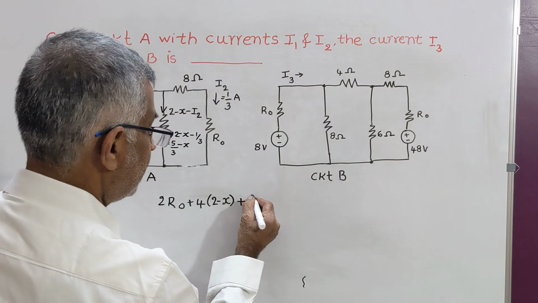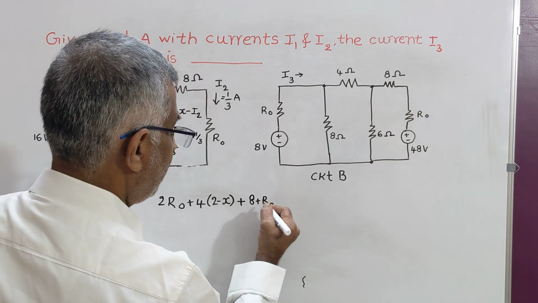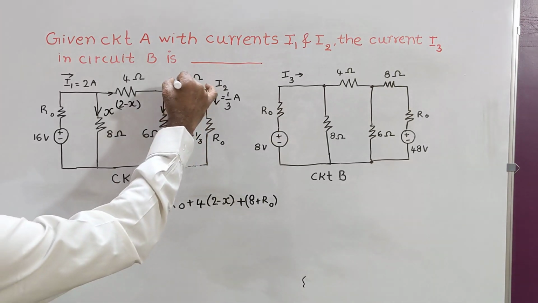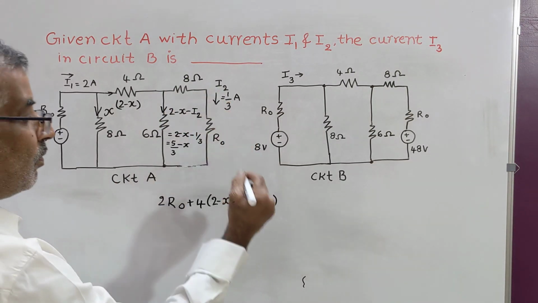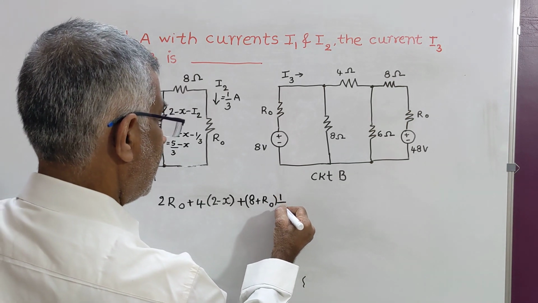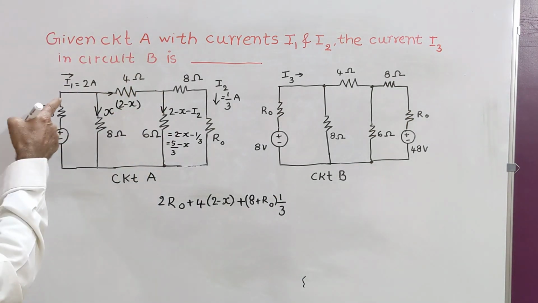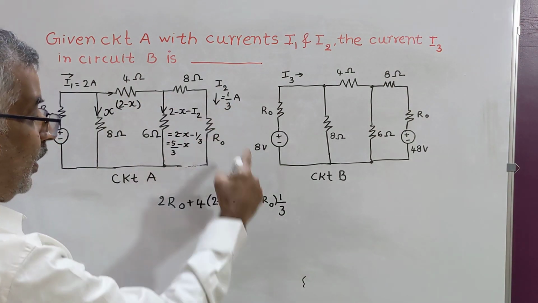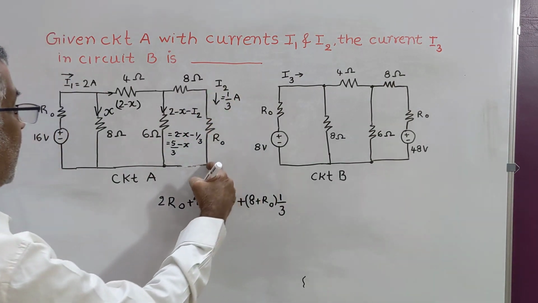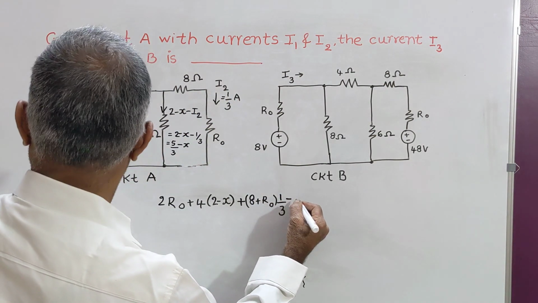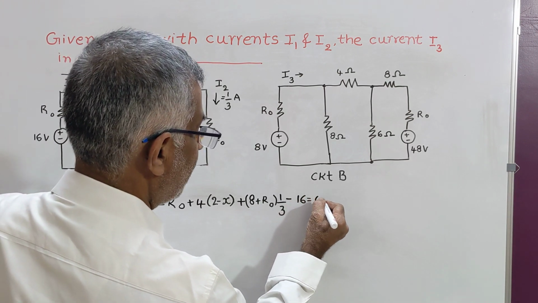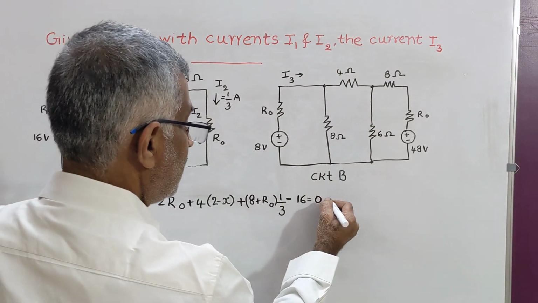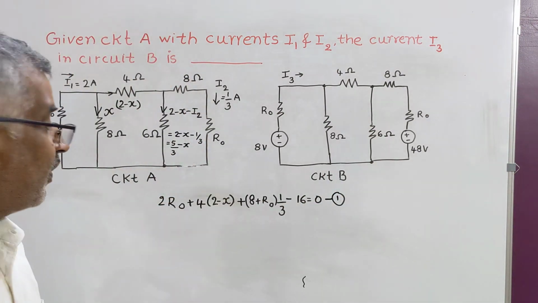(8 plus R0) into 1 by 3. So 2 R0 plus 4 into (2 minus X) plus (8 plus R0) into 1 by 3 minus 16 equals 0, because you have to come this way. This is one equation.